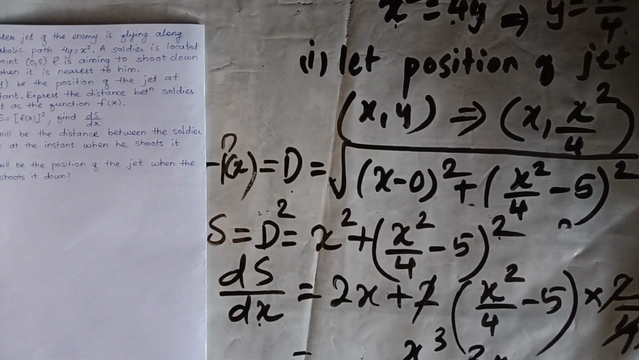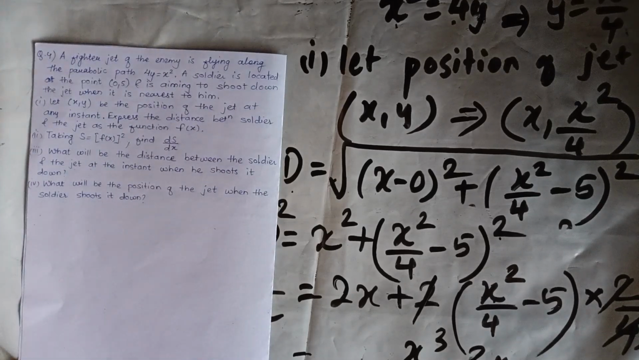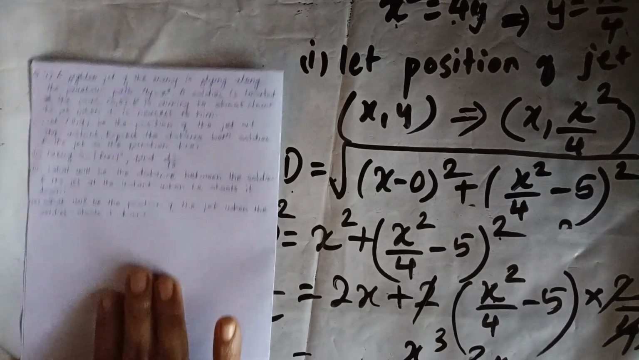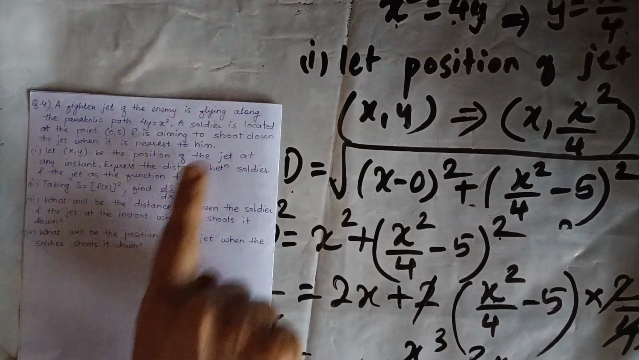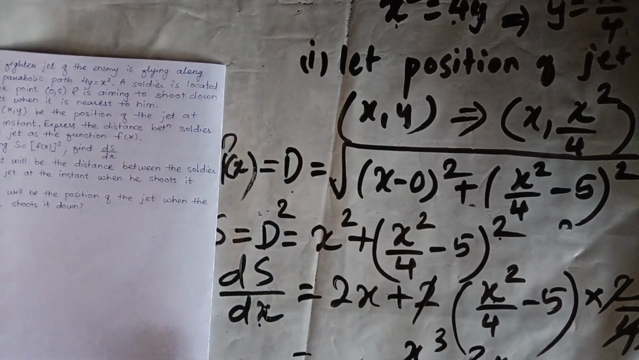Okay. Next question is, what will be the distance between the soldier and the jet at the instant when he shoots it down? Or they have given one more question, that is, what will be the position of the jet when the soldier shoots it down. So when he shoots it down, that jet will be nearest to him. Okay, so we have to find the minimum position where that jet is. Okay, so this is the function, right? This is the derivative of the function. So we have to put the derivative equal to 0. Okay, find out the critical points.